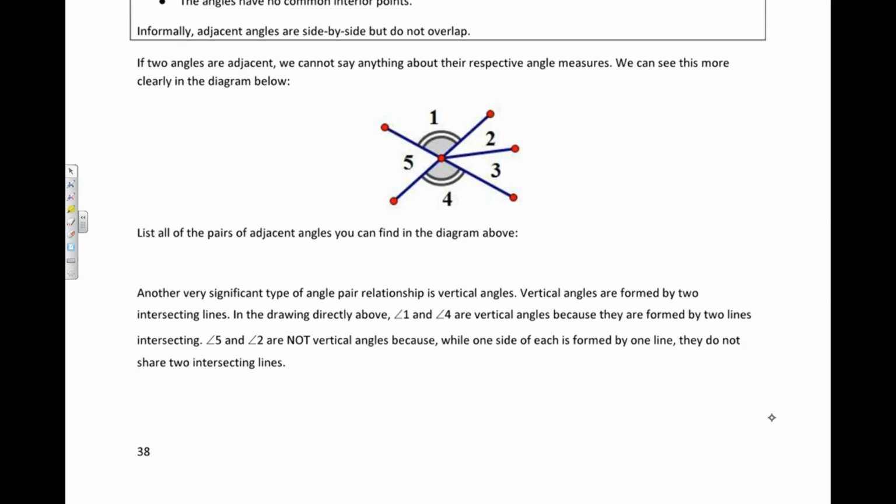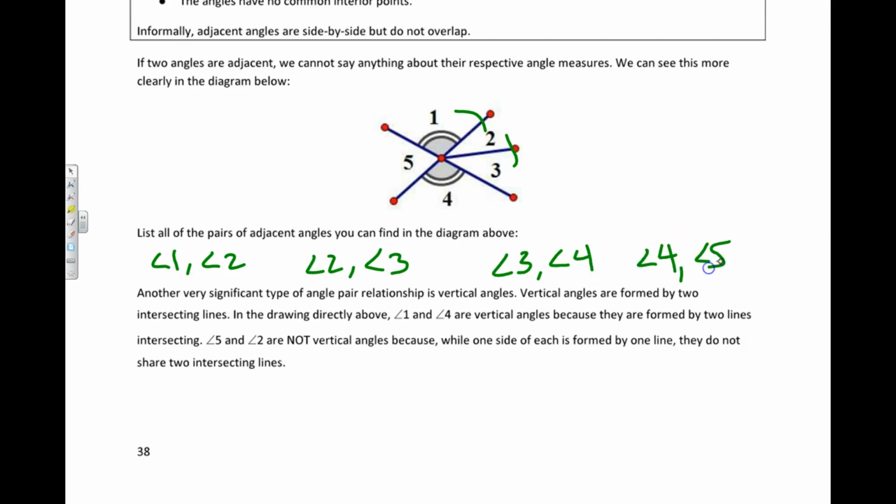So let's look at our pairs of adjacent angles here. Looking here, I see angle 1 and angle 2 are adjacent. Angle 2 and angle 3 are also adjacent. And angle 3 and angle 4. And angle 4 and angle 5. And last but not least, angle 5 and angle 1. These guys right here.